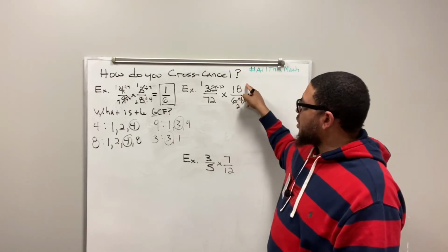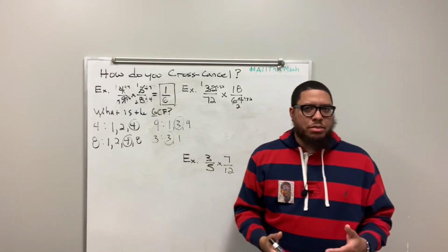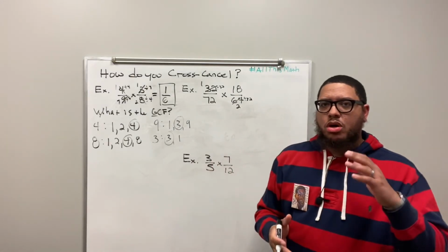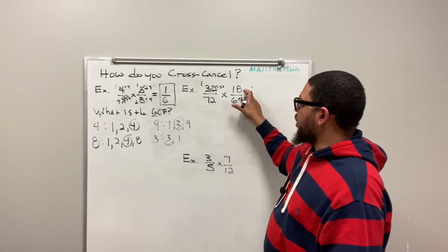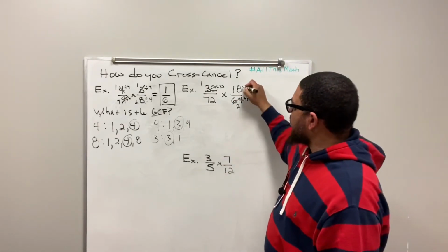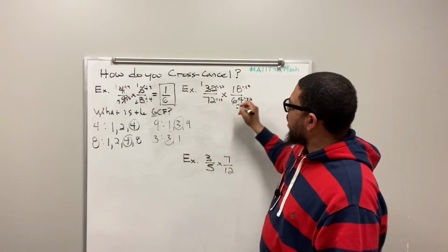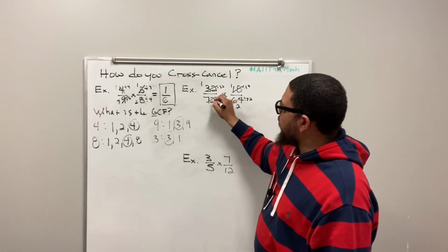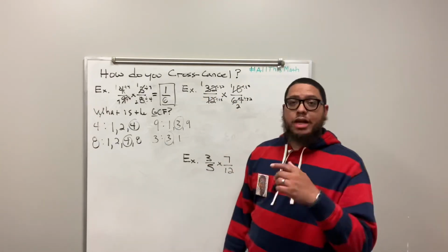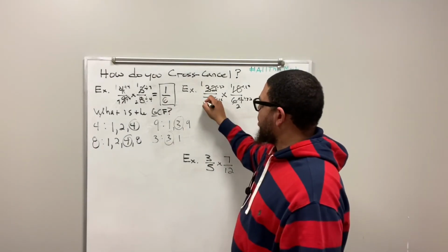Now, go to the other diagonal, 18 and 72. We need to know a little bit about numbers. 18 and 72 also have a greatest common factor, 18. 18 is the greatest common factor of these two. So I do 18 divided by 18, and I do 72 divided by 18. Now, 18 divided by 18 is 1. 72 divided by 18 is 4.